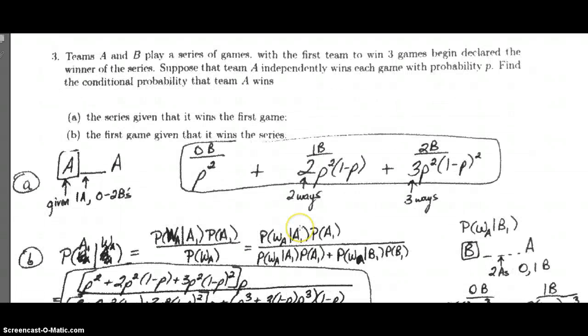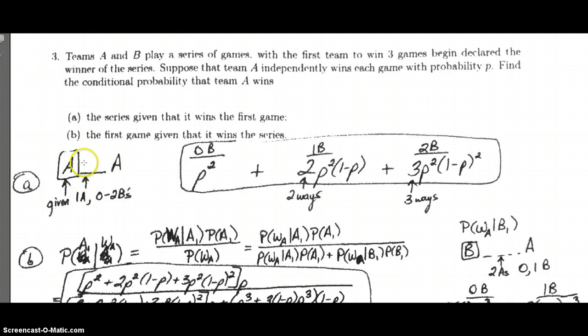Okay, 3 teams play a series, first team to win 3 games being declared the winner. So what's the probability that team A wins given that it wins the first game? If we write this out, we know that the first game goes to A. The next ones we're not quite sure how they'll play out, but we also know that the last one gets A. If we're concerned with A winning the series, A has to win the last game, and it's already given that it wins the first game.